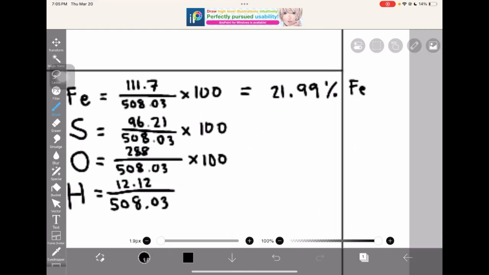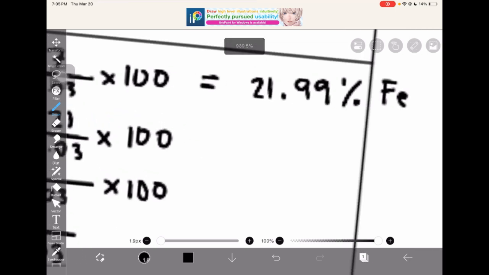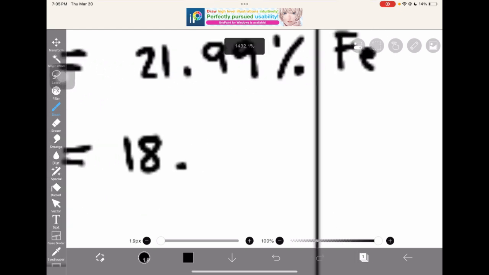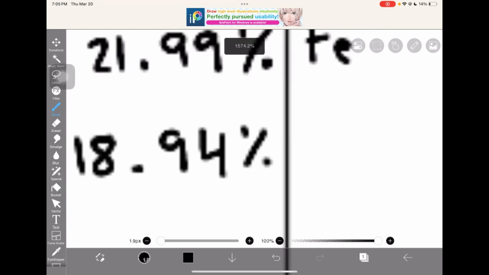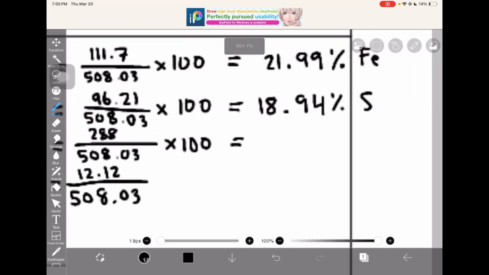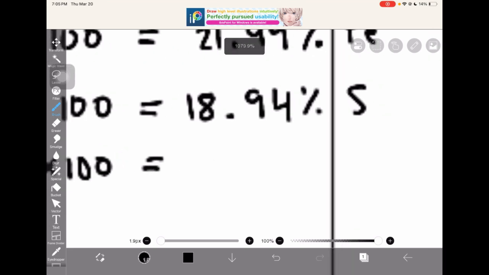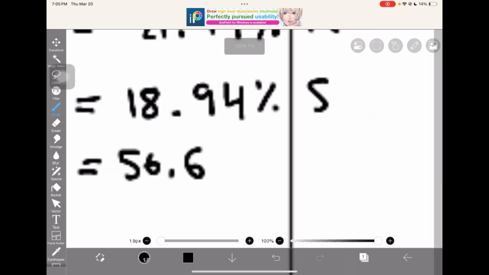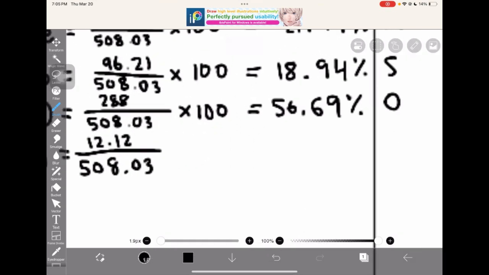For sulfur, let's do that again. We have 96.21 over 508.03 times 100. We get about 18.94% S. For oxygen, let's try that again. We got the same thing over there, but we put on top 288 instead. Put it into the calculator and we get 56.69% of oxygen.